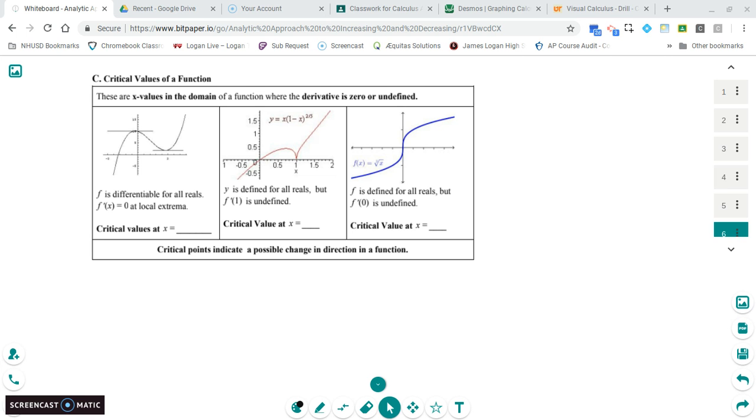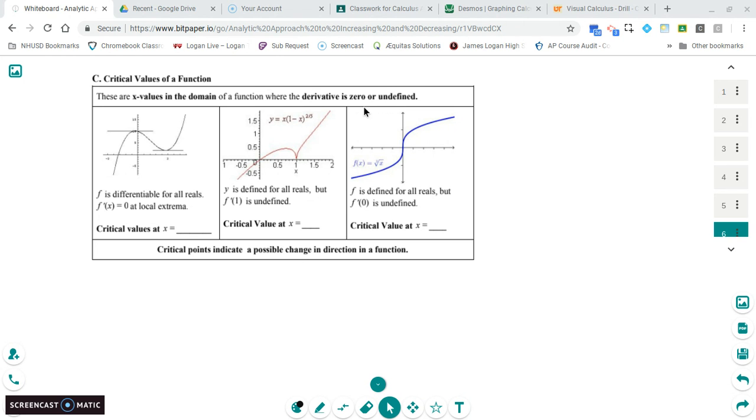So in this brief video, I just want to introduce a term that we're going to use quite a bit. It's called critical values, a critical value of a function. Typically it's defined to be any x value in the domain where the derivative is equal to 0 or the derivative is undefined. Now, we've been finding these all along when we're checking for where a function is increasing or decreasing.